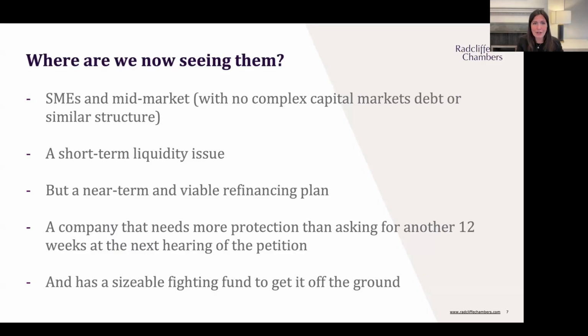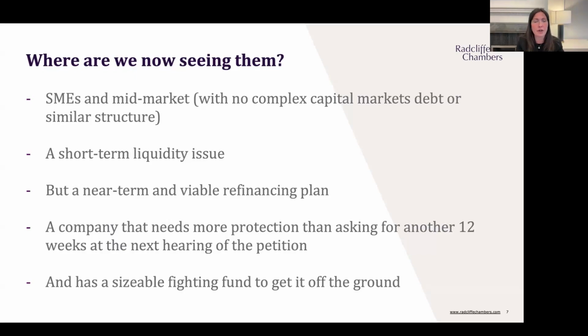It's companies, in my experience, with short-term liquidity issues, but a near-term and viable refinancing plan. And where I'm seeing it, one of the areas I'm seeing it, all of you on this call, I think, will know that HMRC has become ever more aggressive in recent years in terms of its position on adjournments of winding up petitions. So the ones by their nature that come across my desk are where a winding up petition has already been presented, and so the company has to make an application for a moratorium to court. We will all know the feeling of a client asking, will HMRC agree to another adjournment, or will the court give me another adjournment of the petition?